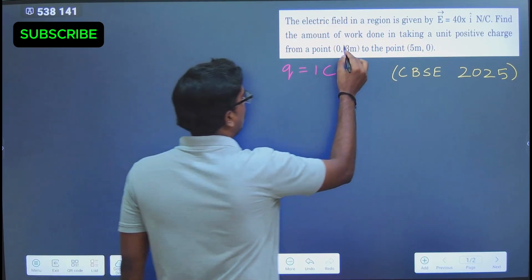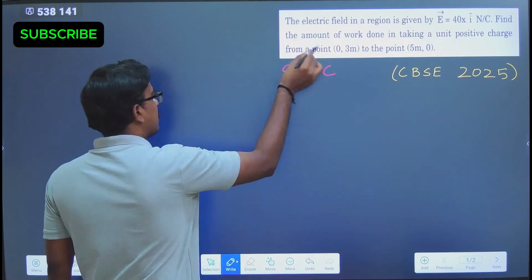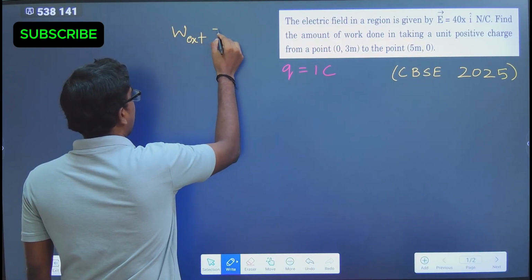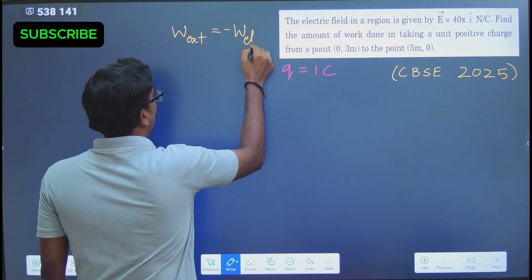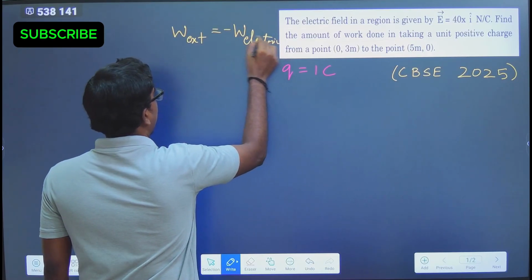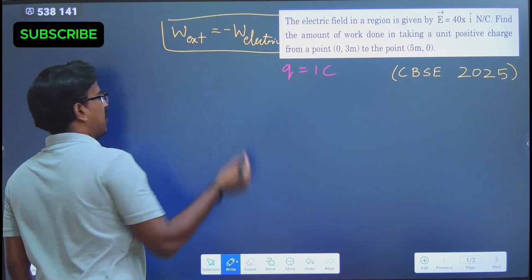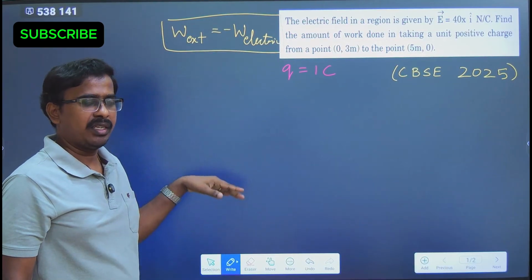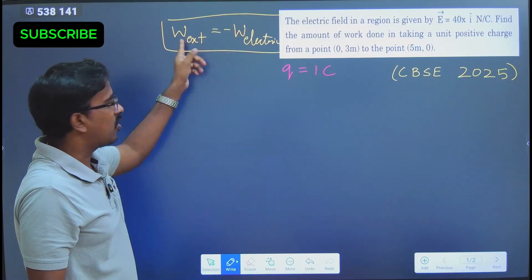But they didn't say which type of work done is required. There are two types of work done. One is external, another one is what? Electrical. The relation between external and electric is just a minus sign. So in the exams you need to write this formula and you can find the work done, either electric or external.